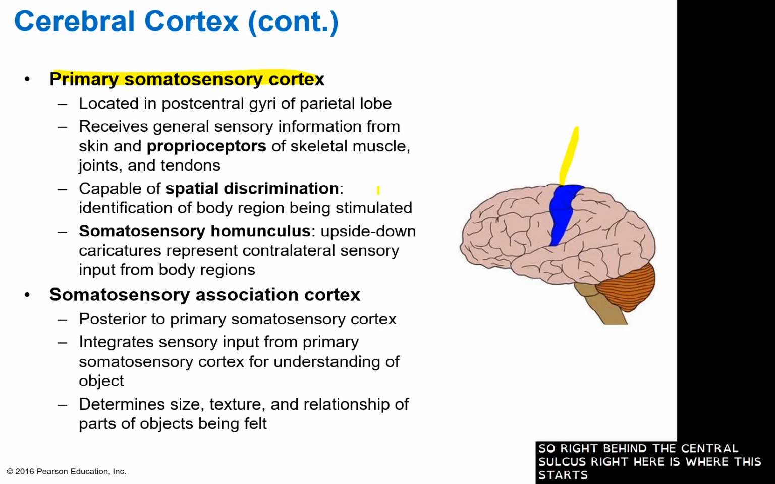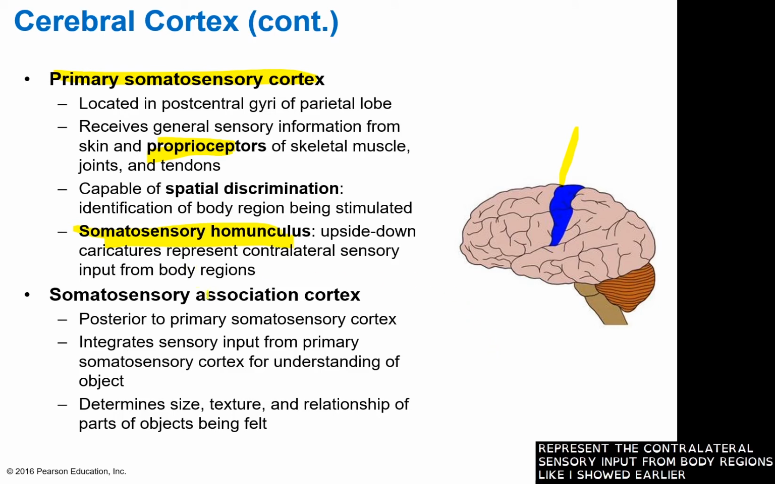This receives sensory input from your skin and proprioceptors, which are stretch receptors of skeletal muscles, joints, and tendons. This is also doing spatial discrimination, so you can know the body region which is being stimulated, which is an important part. It can monitor that and make sure you're not overstretching or anything like that. And it does the same thing here, that upside-down homunculus represents the contralateral sensory input from body regions like I showed earlier.